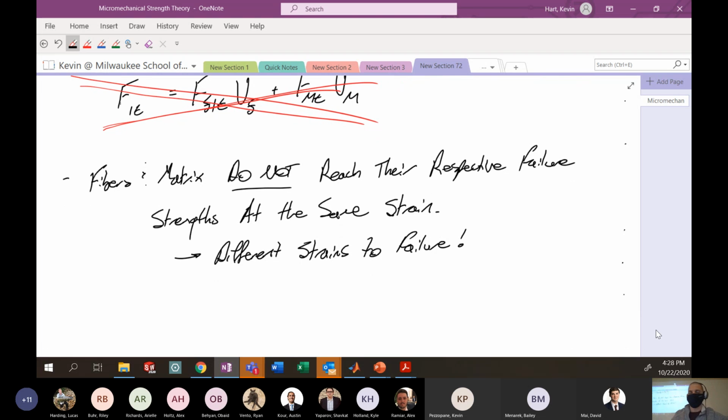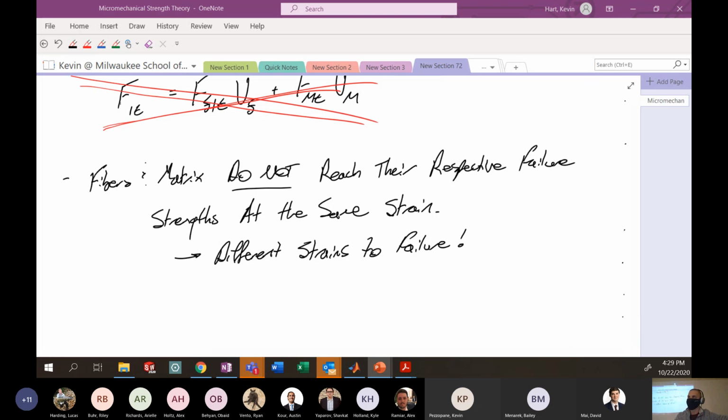So we want to determine, given our composite, what's going to fail. We have to find out which one of the constituents has a lower strain to failure, assume that they all have the same strain when we load them, and then calculate what the stress is on the composite when we reach that lower component's strain to failure. That's the method. Got it?